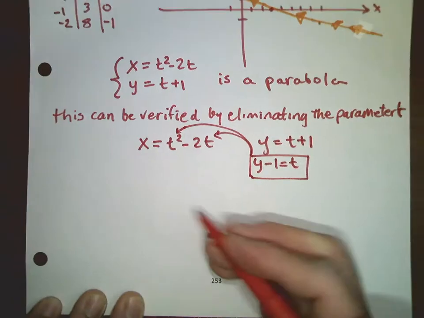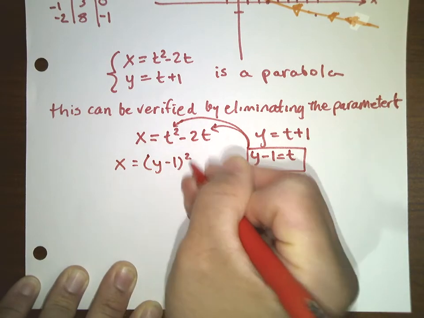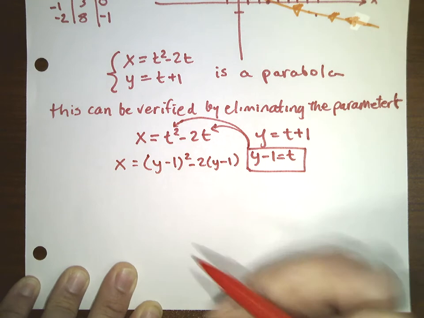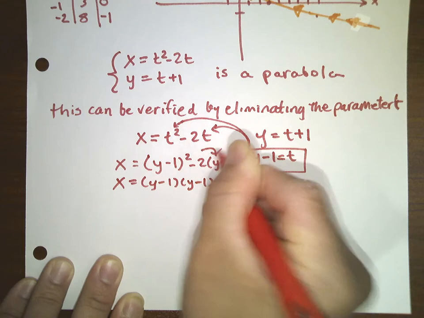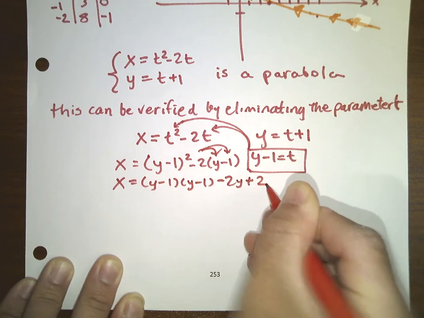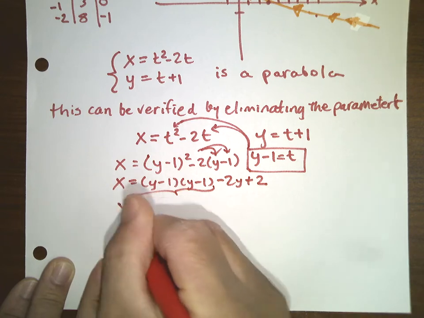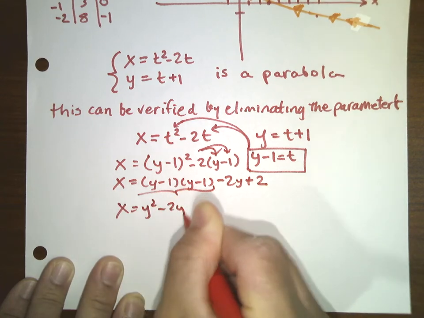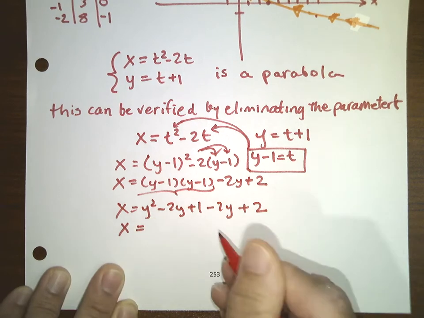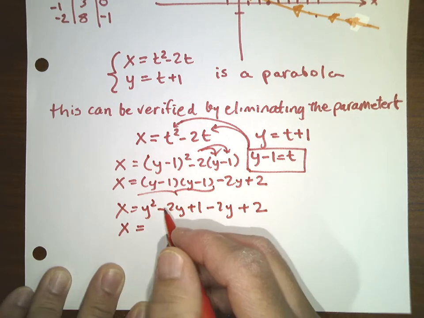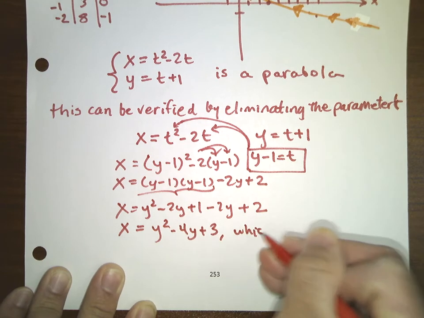So what do I get? I have x is equal to, well, y minus 1 squared minus 2 times y minus 1. So x will be y minus 1 times y minus 1. Let's distribute the negative 2, so negative 2y plus 2. I'll distribute the y minus 1 times y minus 1. So x is y squared minus 2y plus 1 minus 2y plus 2. And x will then be, if I simplify this, y squared minus 4y plus 3, which is a parabola.